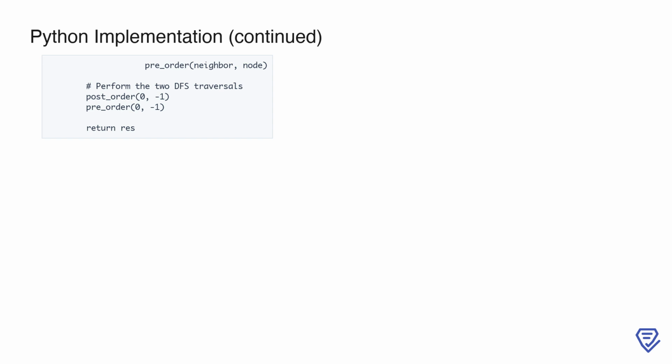Finally, we perform the two DFS traversals, starting from the root node, which is assumed to be node 0, with an initial parent value of -1 to indicate no parent. The post_order traversal calculates the subtree sizes and initial distances, while the pre_order traversal adjusts these distances for all nodes. Once both traversals are complete, the res array holds the sum of distances for every node in the tree, and we return it as the final result.